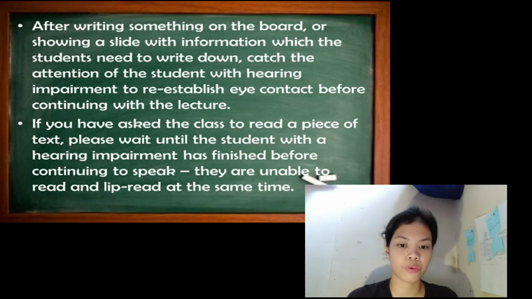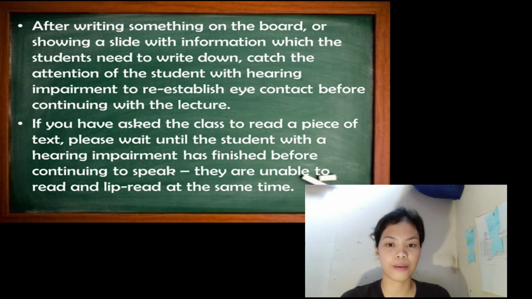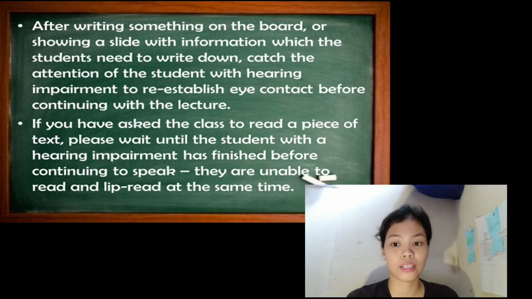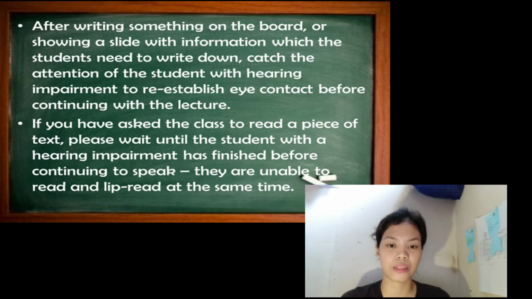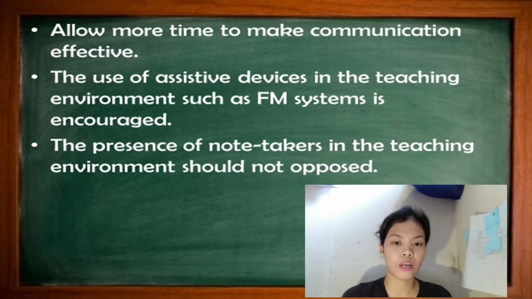After writing something on the board or showing a slide with information which the students need to write down, catch the attention of the student with hearing impairment to establish eye contact before continuing with the lecture. If you ask the class to read a piece of text, please wait until the student with a hearing impairment has finished before continuing to speak. They are unable to read and lip read at the same time. Allow more time to make communication effective.